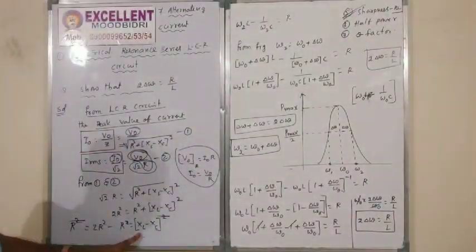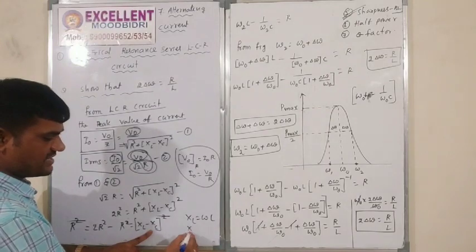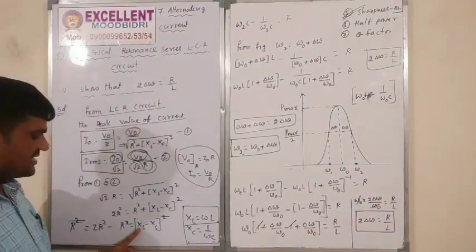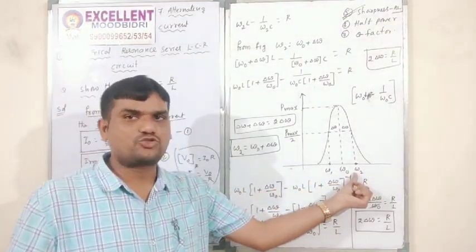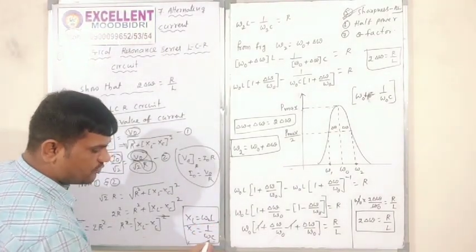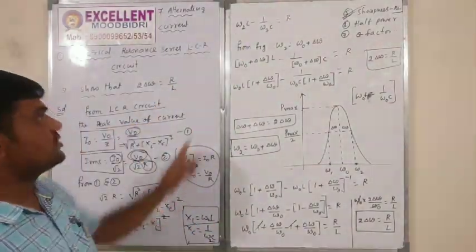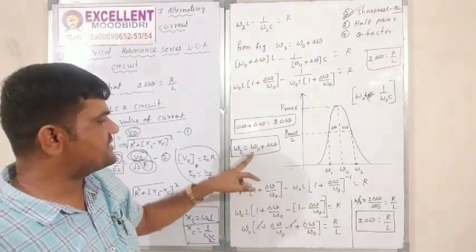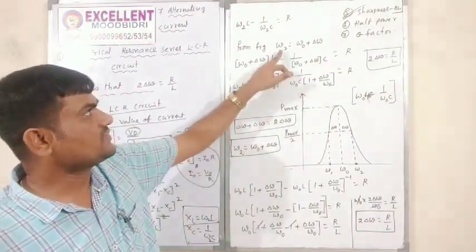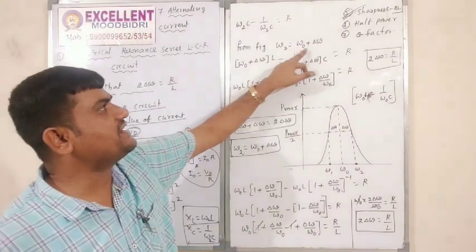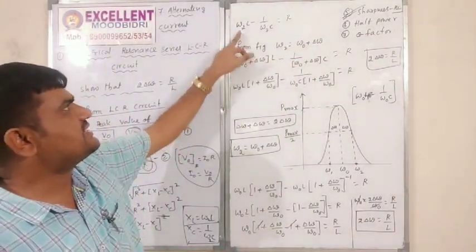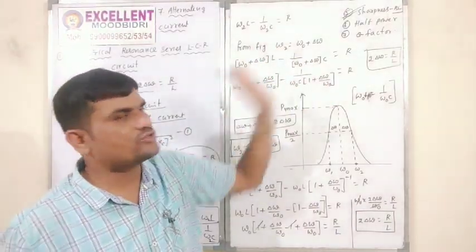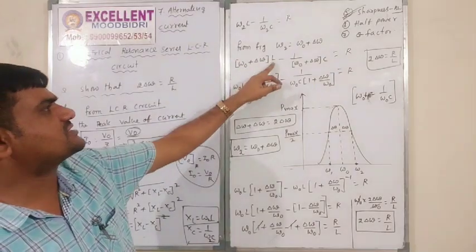XL is equal to omega into L, and XC is equal to 1 by omega C. You can put these values here. I am speaking about omega 2, so I have written omega 2 L and omega 2 C. Therefore omega 2 into L minus 1 by omega 2 C is equal to R. From the figure, omega 2 is equal to omega naught plus delta omega. So instead of omega 2 you can write omega naught plus delta omega into L minus 1 by omega naught plus delta omega into C is equal to R. Okay, now take omega naught common.